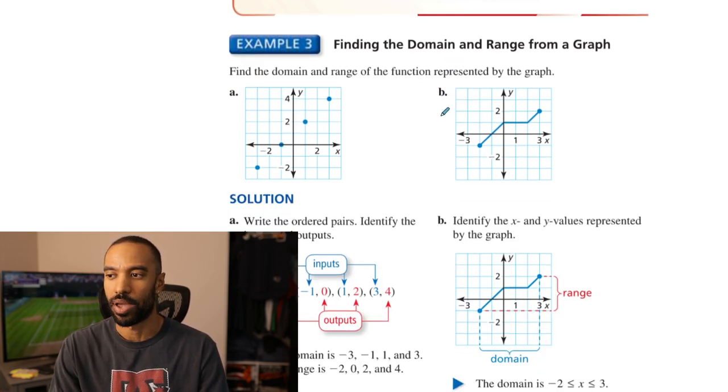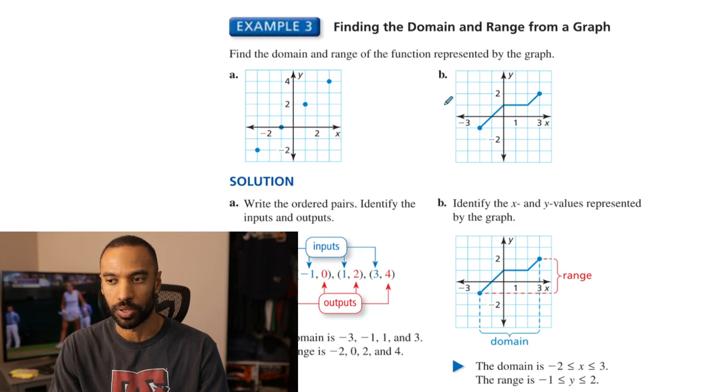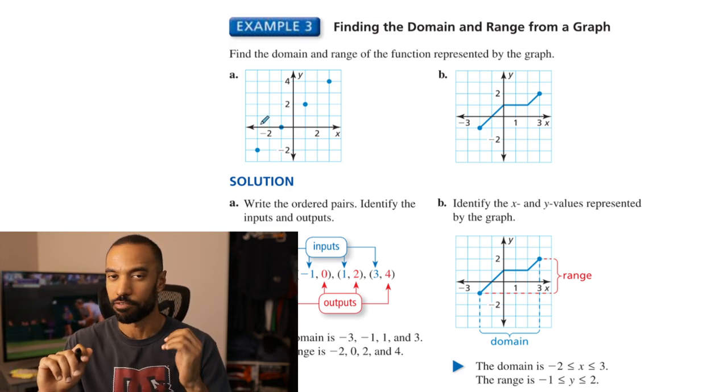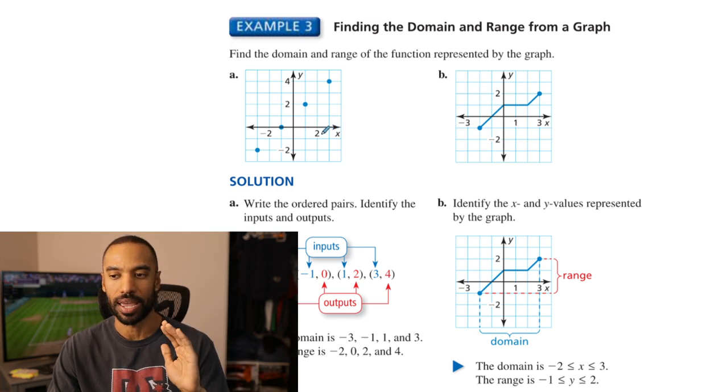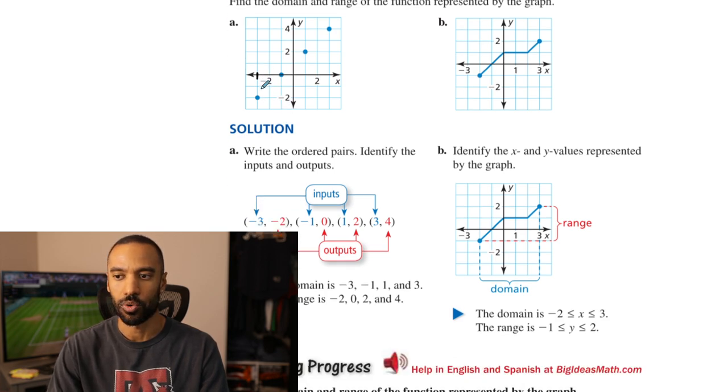Okay, finding the domain and range from a graph. So it's good that we did inequalities in the previous chapter, because we're going to talk about inequalities for continuous relations. So this discrete relation says, find the domain and range on part A. This discrete relation has specific points, 4 of them. It's a finite amount and they're separated. So we can write exactly what they are. Let's write the ordered pairs. This hits an x value of negative 3 and a y value of negative 2. So there's an input of negative 3, an output of negative 2. Then there's negative 1 comma 0 here, 1 comma 2 here, and 3 comma 4 is right there.